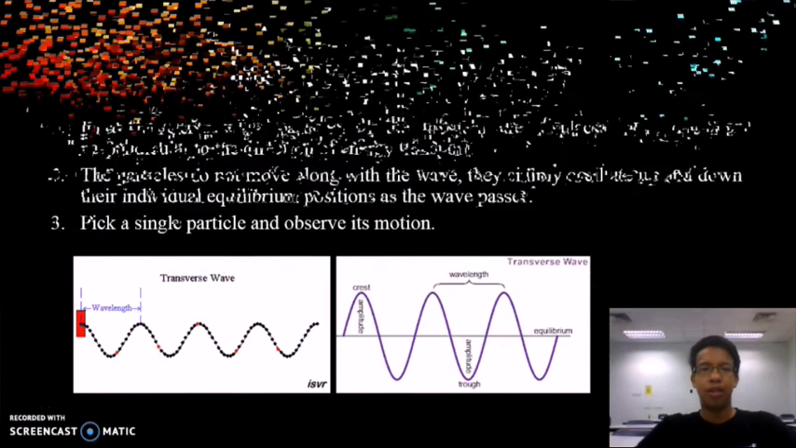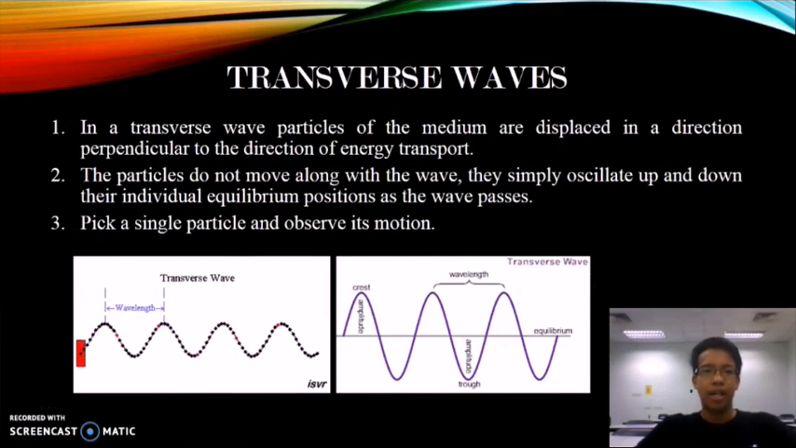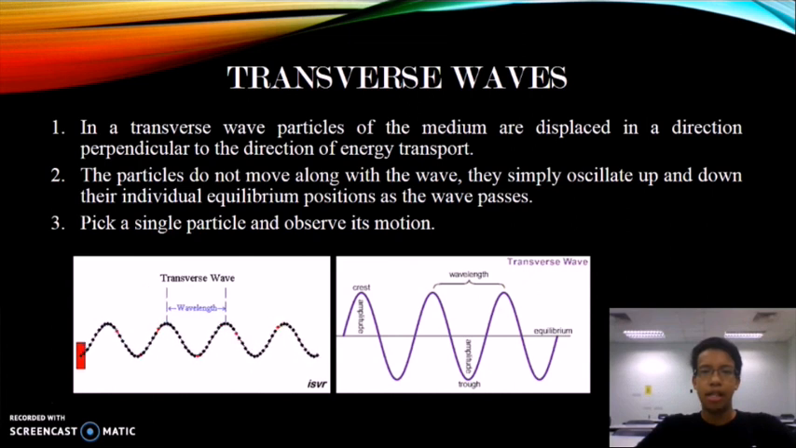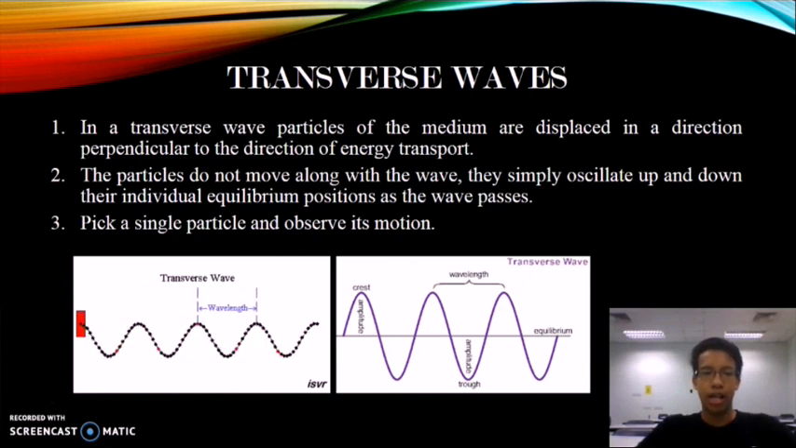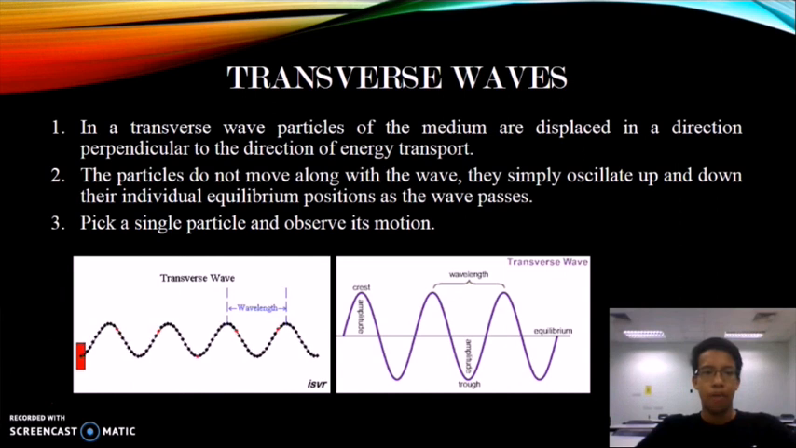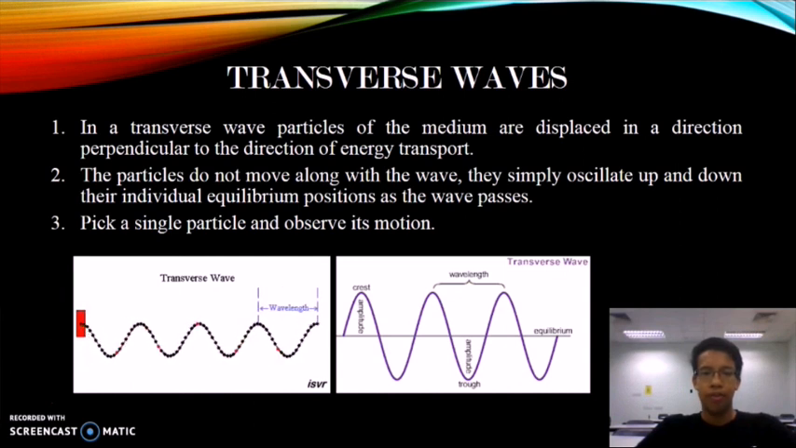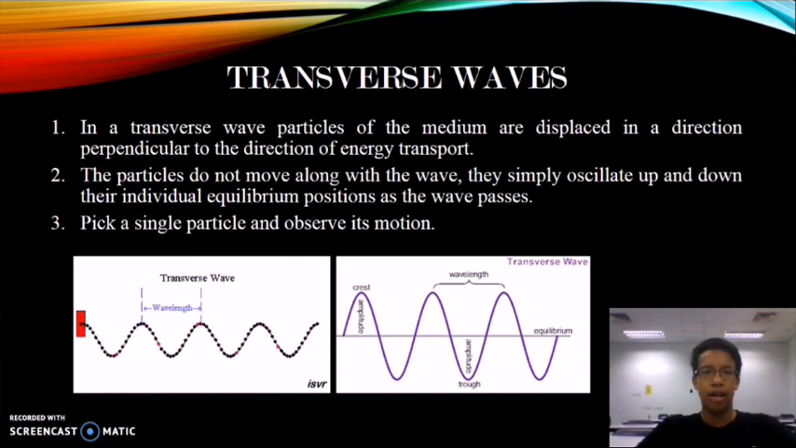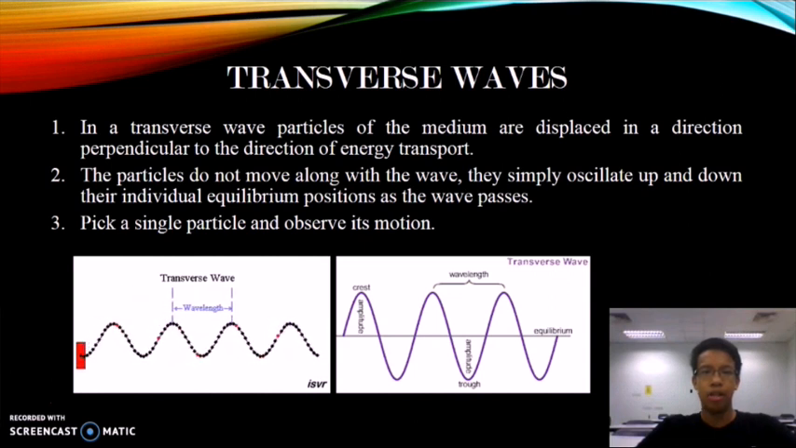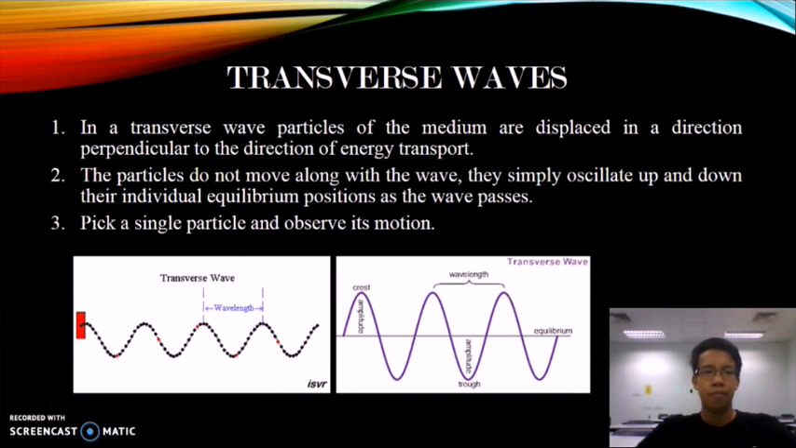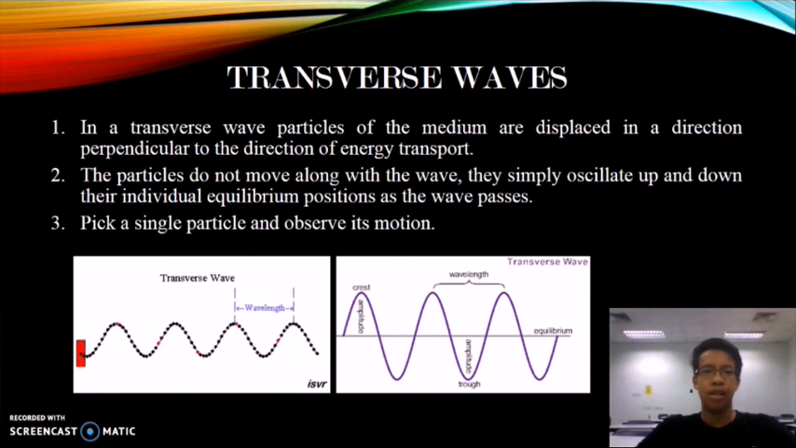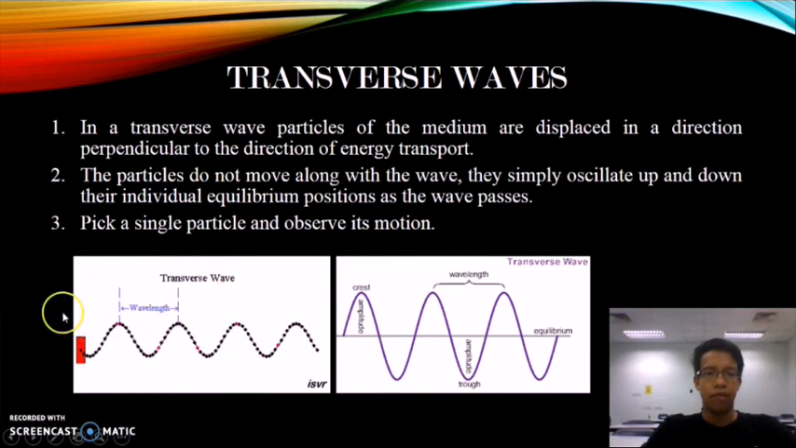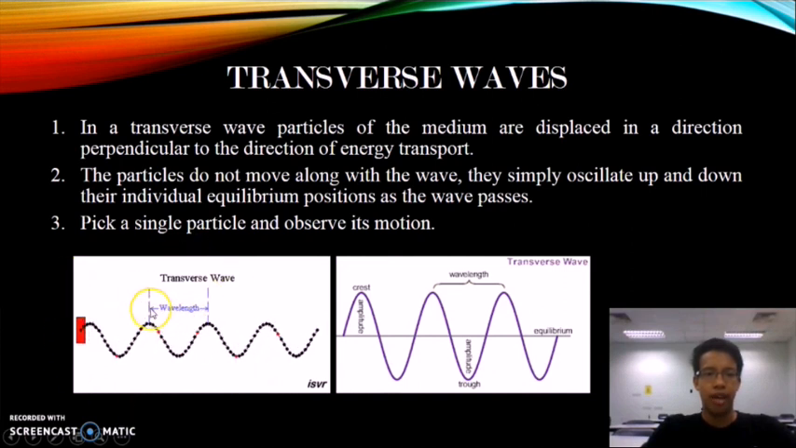Next, transverse wave. In a transverse wave, particles of the medium are displaced in a direction perpendicular to the direction of energy transport. The particles do not move along with the wave. They simply oscillate up and down about their individual equilibrium position as the wave passes. Pick a single particle and observe its motion. This is an example of a transverse wave and this is the wavelength.